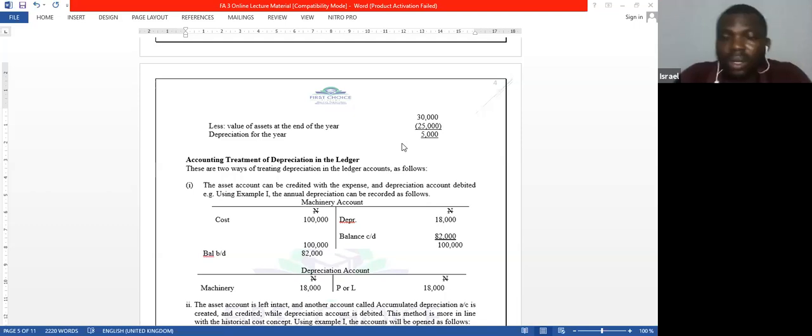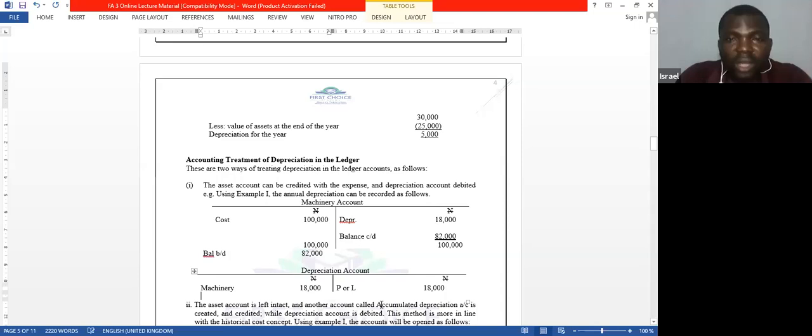Okay. So after, then the next thing for you is what? The one that comprises the accumulated depreciation account, the depreciation account and the asset account. So let's go to the second method. Yes, to do the second method. So let's go there.